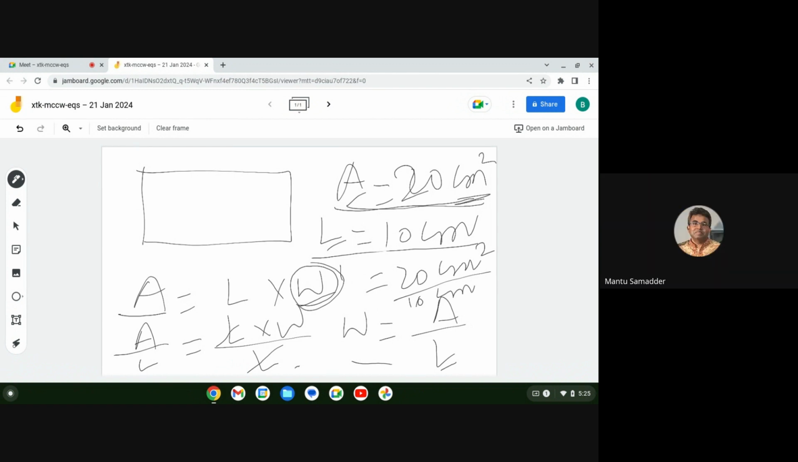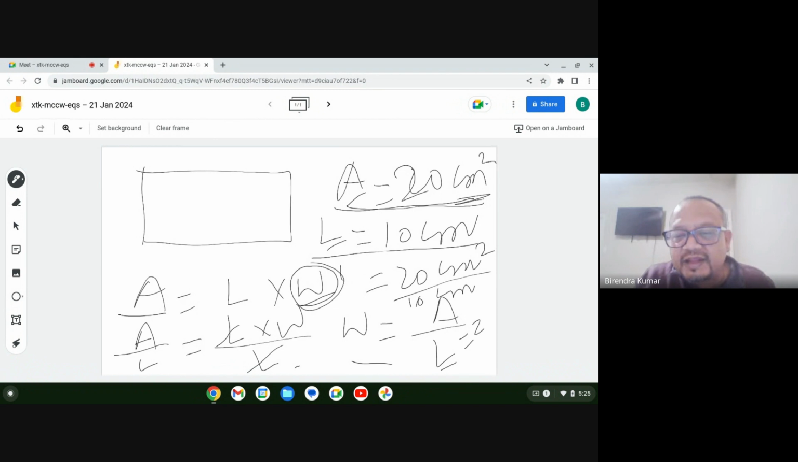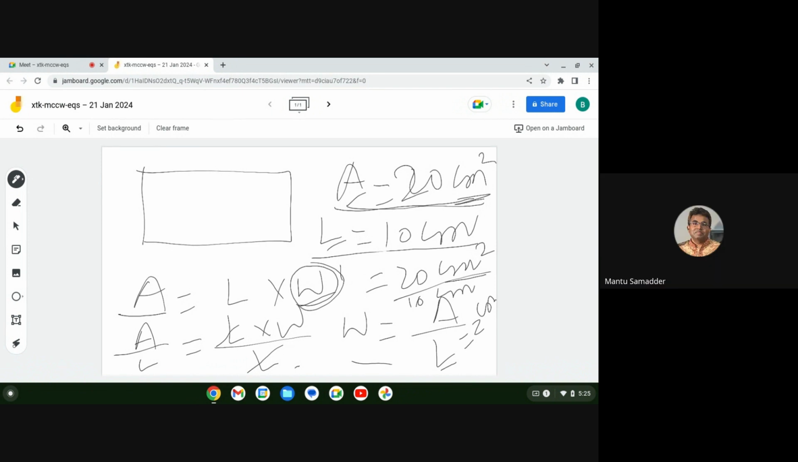20 by 10 equals 2. And here you have 2 centimeter square by centimeter, meaning centimeter into centimeter divided by centimeter. So 1 centimeter will get cancelled out. It becomes 2 centimeters. Okay. So here also again the same thing.